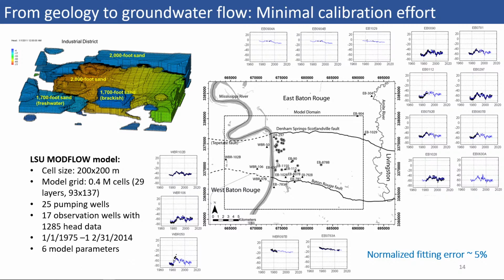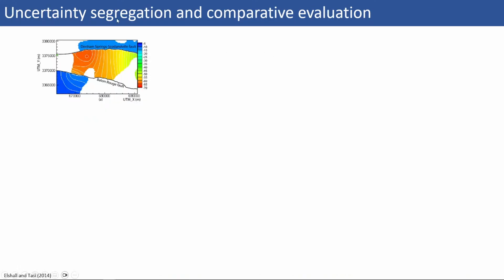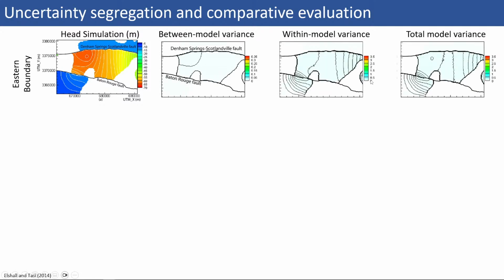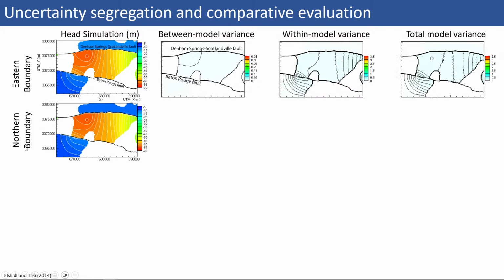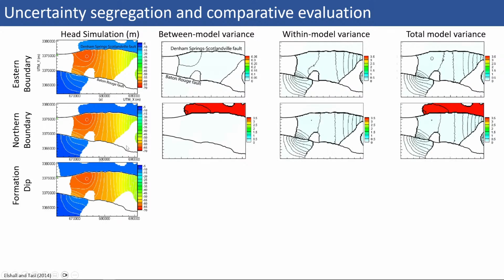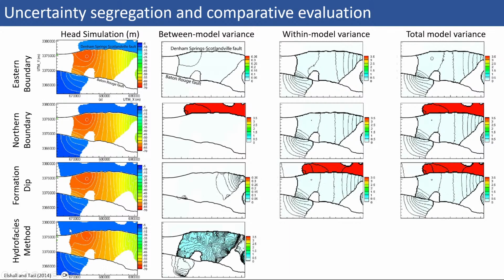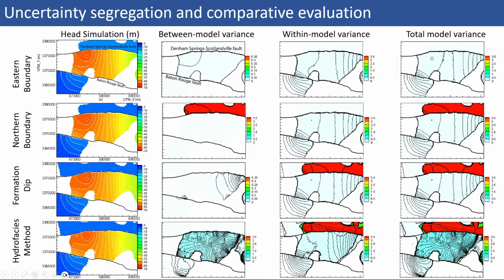But once you give it a metric like this, this metric will help you get rid of the bad ideas. So let's look at the output of this, for example. This is the head simulation. This is the eastern boundary condition. See, that one didn't contribute much to the uncertainty. The northern boundary condition contributed a lot to the uncertainty. The formation dip contributed some to the uncertainty here, and the geostatistical methods contributed most to our uncertainty.